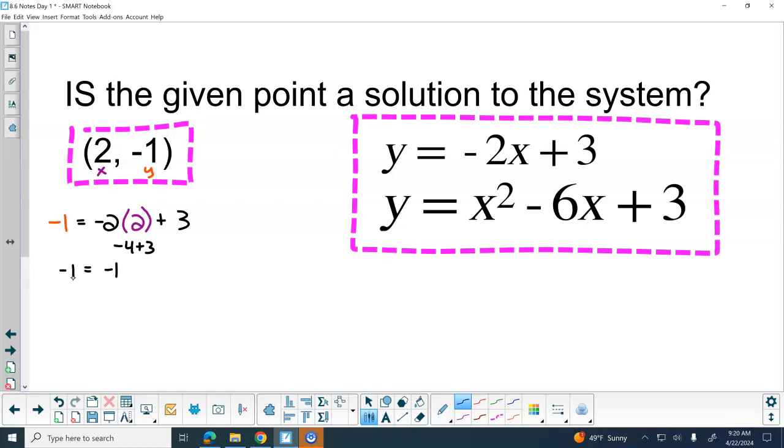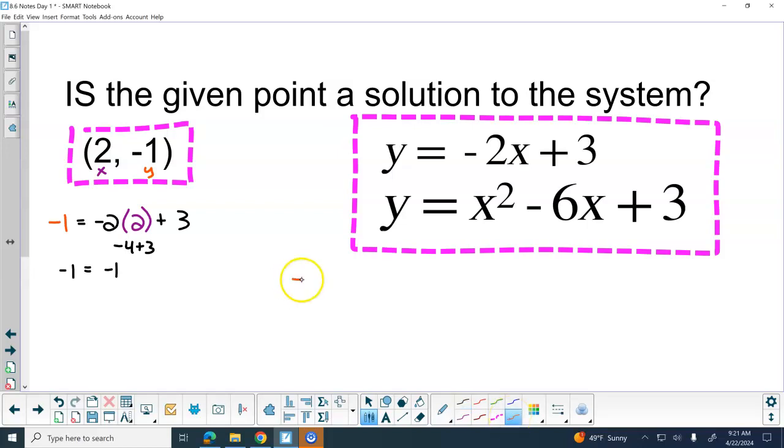If it didn't work in the first one, we should go back and check our math to make sure we did it right, and if it doesn't work again, then we're done, because it doesn't work in there. It has to work for both. Okay? It has to work in both, correct.